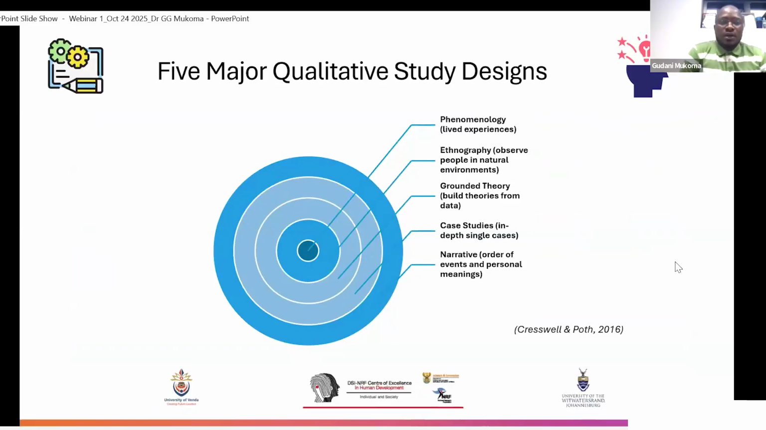Right. So now I want us to start talking about the research designs. And this is very important for us to know because with research designs, we are now able to know the methodology, the kind of data collection we're going to do, the participants who are going to be involved, and so many other issues. So literature does show that there are a number of designs that are out there.